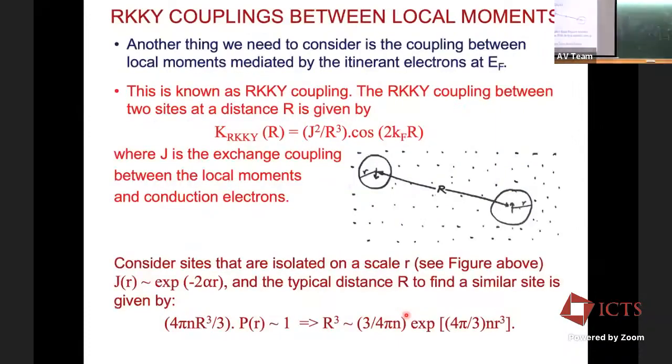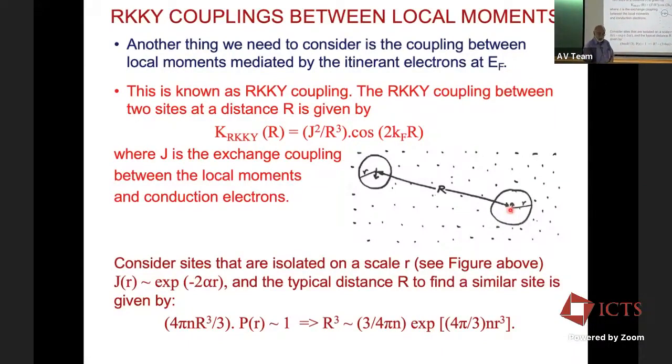Okay. So the next thing we have to consider is RKKY coupling between moments. So we say that we've got these isolated moments that are isolated by some distance little r. And typically they will find a partner at some distance capital R, which is similarly isolated, because if these sites are not very isolated, they will find partners earlier. So you should find similar partners.